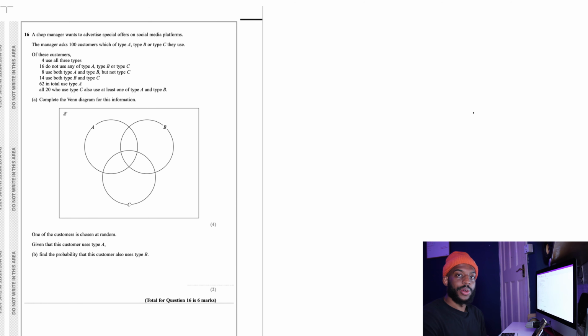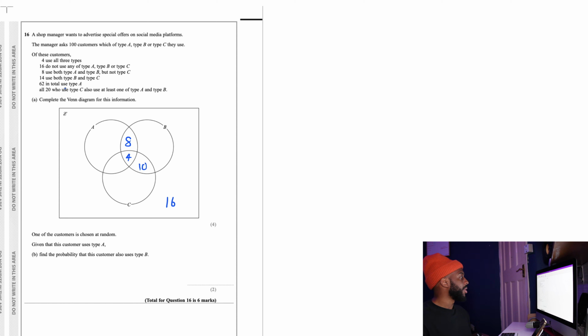So here we have a Venn diagram question. So I would say read through this question, and then you can decide on the order you're going to tackle this in. So it says 4 use all 3 types, so we're going to put 4 in the center. 16 don't use any, so 16 is going to go outside. 8 use type A and type B, but not type C, so 8 is going to go there. 14 use both type B and type C, so 14 would initially go there, but because there's the 4, we have to minus that from the 14, leaving us with 10.